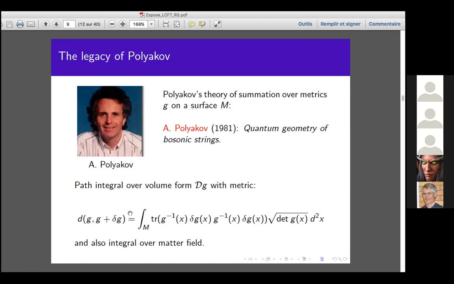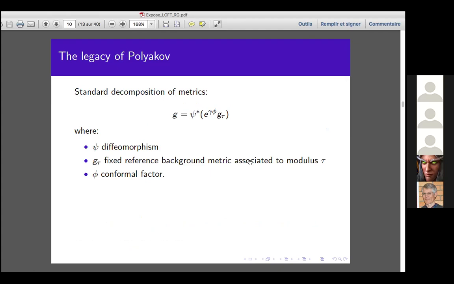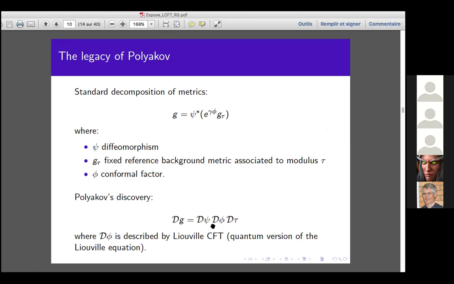It says that the distance between g, a metric, and g plus a small element is given by essentially the trace of the square of the difference that you integrate on your Riemann surface. Okay, so it's the standard quadratic metric. And he argued, and this is something which is still a bit under debate, that if you look at the volume form associated to this metric on the space of metrics, it should factorize into three parts.